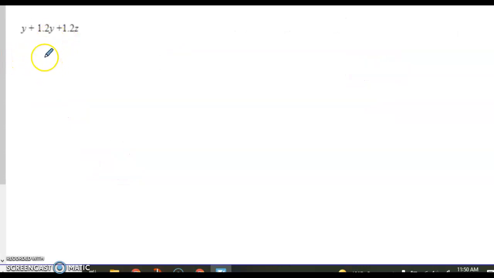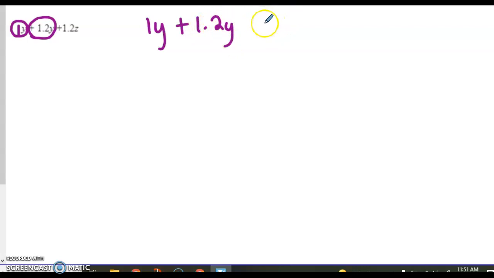For this one, we have to combine like terms. So I'm going to circle all my y's. I have a y there, and make sure you circle the number and sign in front of it, so plus 1.2y, and then plus 1.2z. We can't combine the z's with the y's. Those are different. Remember, if you don't see anything in front of the number, there's always a hidden 1 there. So we're taking 1y plus 1.2y's, and then we're just going to deal with the z's in just a minute, but I'll go ahead and put those down.